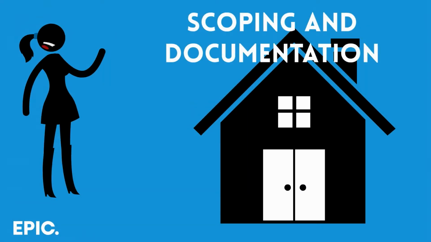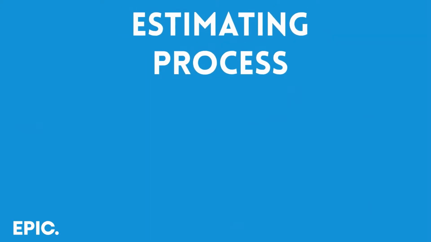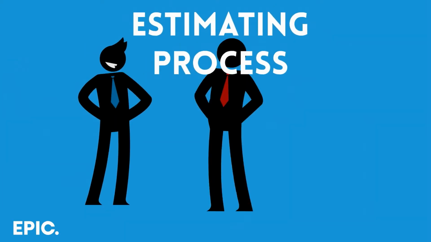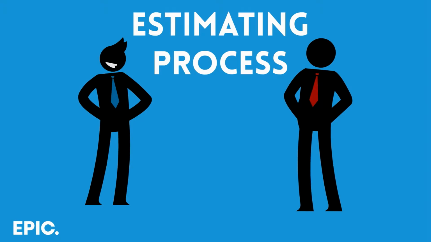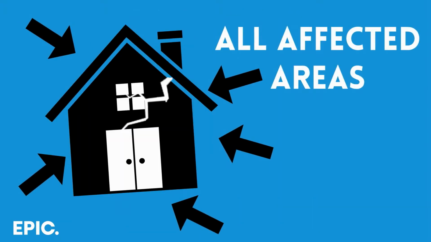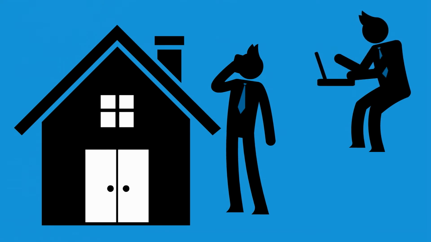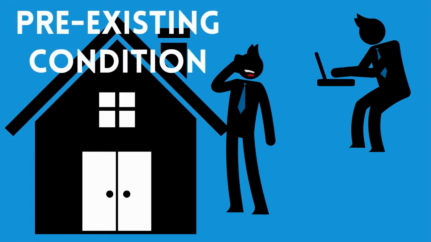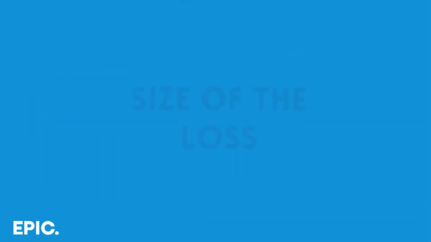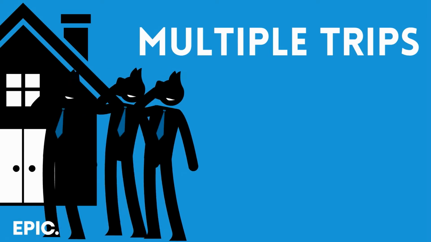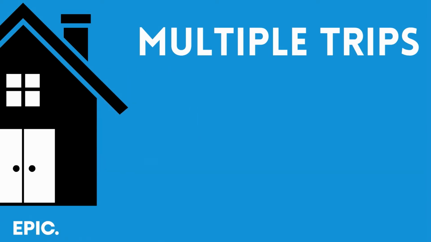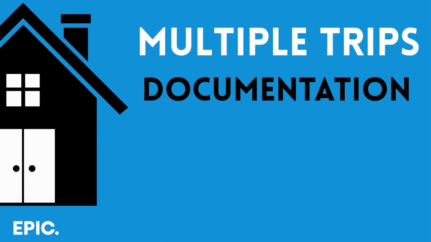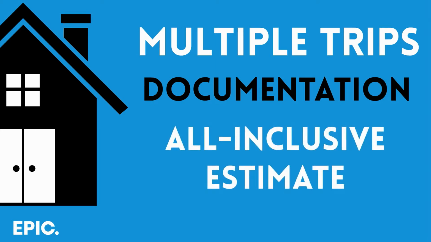First is scoping and documentation. During this step of the estimating process, the estimator and the insurance adjuster will need access to all affected areas in order to document the necessary repairs needed to return the property to its pre-existing condition. Depending on the size of the loss, it may require multiple trips in order to accumulate all of the required documentation and to ensure an all-inclusive estimate.